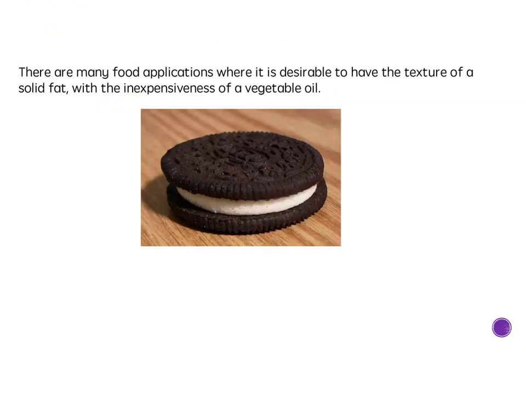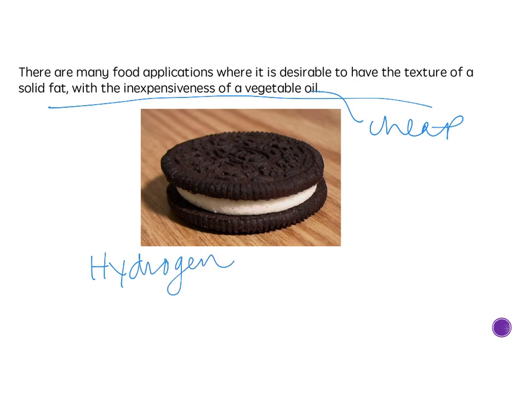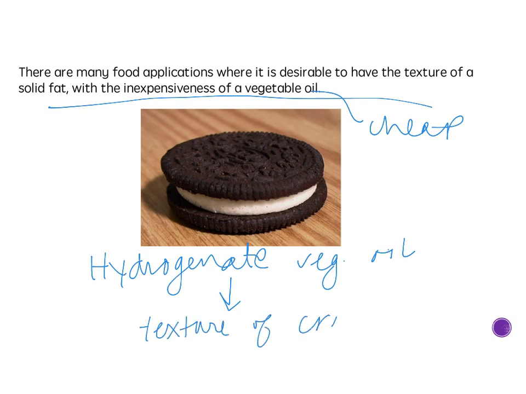Okay. Cool. So there are many food applications where it's desirable to have the texture of a solid fat with the inexpensiveness of vegetable oil. So vegetable oil is super cheap. And if you hydrogenate vegetable oil, you essentially get the texture of the creamy filling in an Oreo cookie.